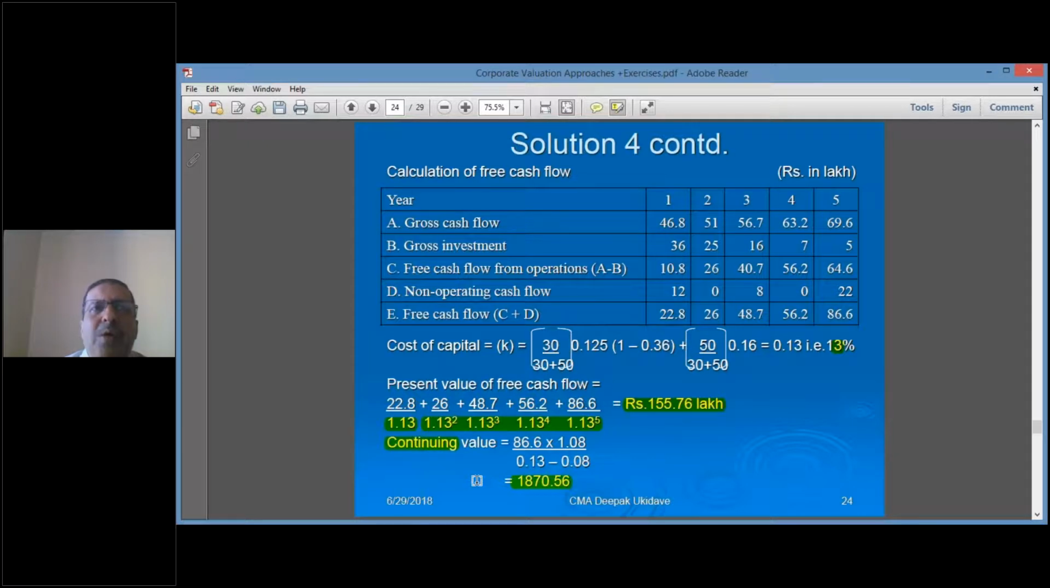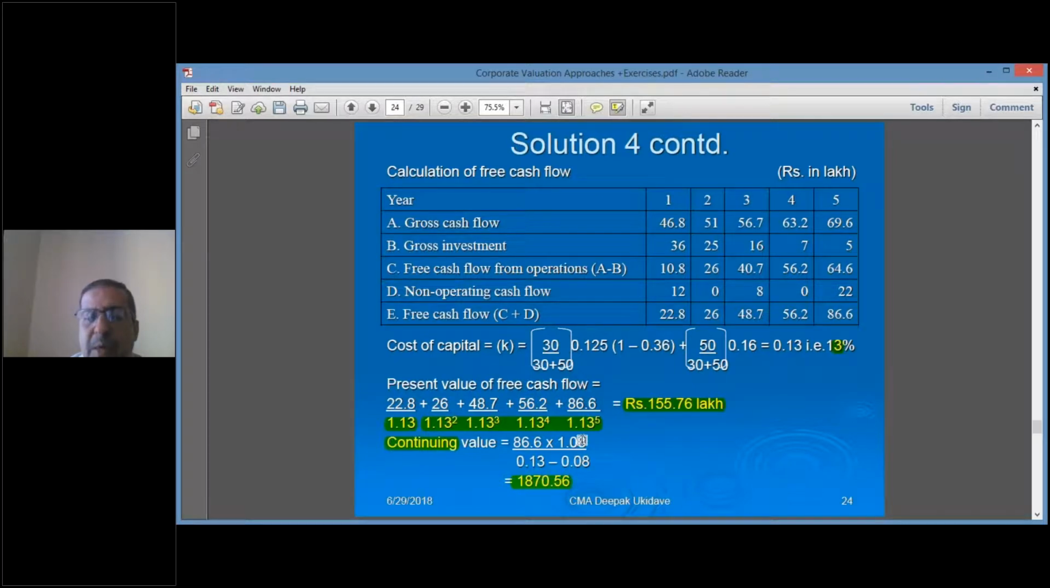See, most of the value of the business is derived from its terminal value and not from the present value of FCF. Present value of FCF कितना छोटा था देखो, 155.76, बस इतना ही था present value of FCF. But continuing value is 1870.56. So a predominant portion of the value of the business is derived from its continuing value and not from free cash flows, not from present value of FCF. उससे 10 गुना से ज्यादा है, 155 10 times से ऊपर है 1870. So continuing value is 1870.